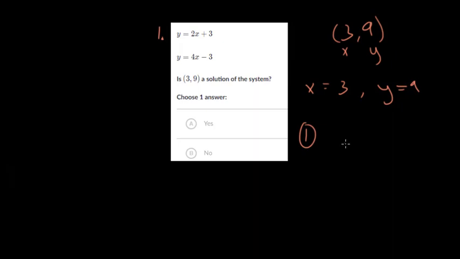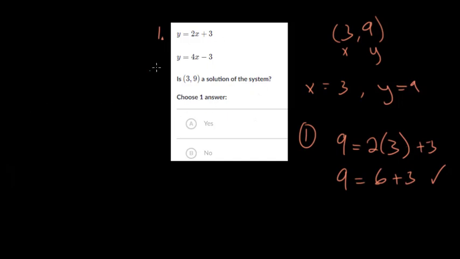And we have that y equals 2x plus 3. So we're going to start with y and replace that with 9. So 9 is 2 times x, but x is 3, plus 3. And you can see that this is true because 2 times 3 is 6, and 6 plus 3 does equal 9. So that one worked.